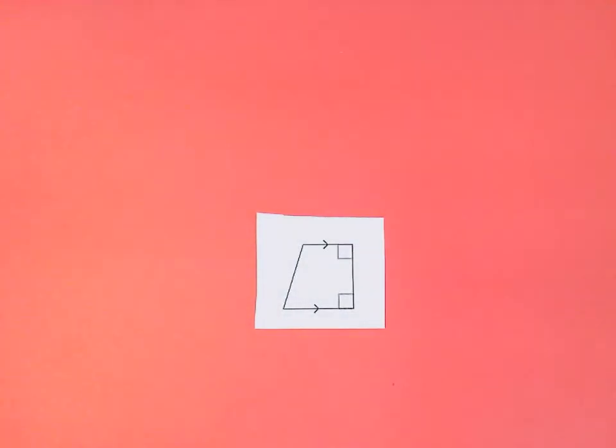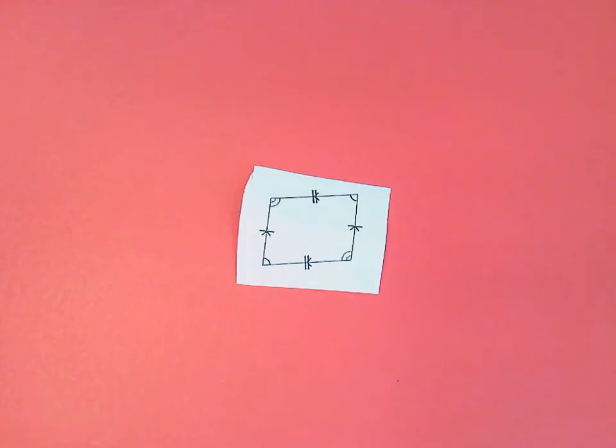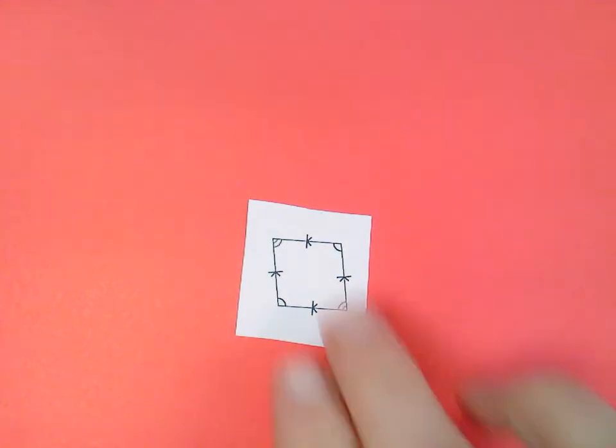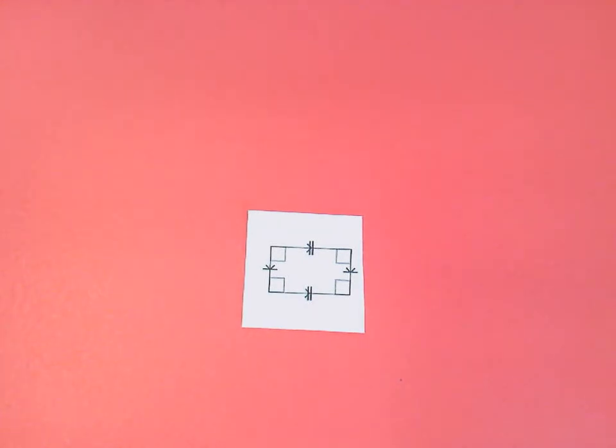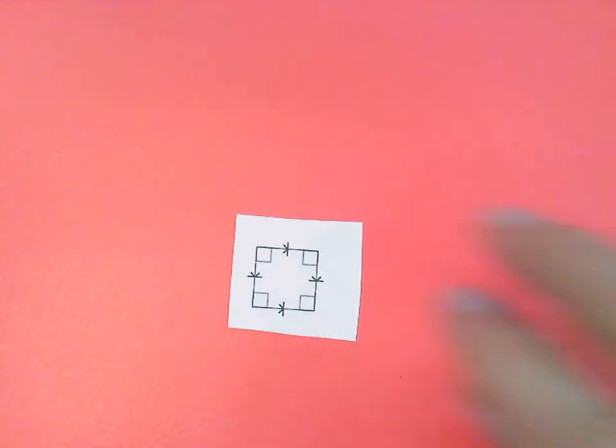Trapezoid, one set of parallel lines. A parallelogram, two sets of parallel lines. A rhombus, all sides are the same length. A rectangle, opposite sides are the same length, and there's four right angles. And a square, all sides are the same length, and there's four right angles.